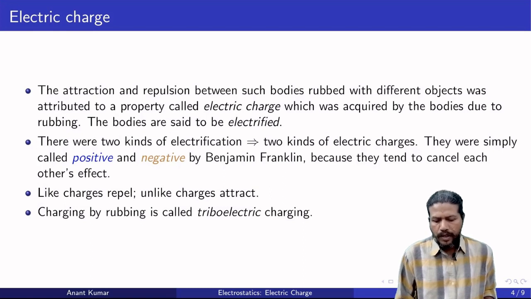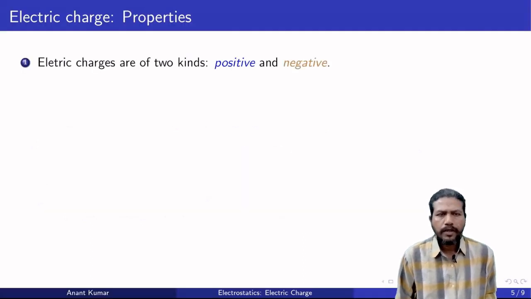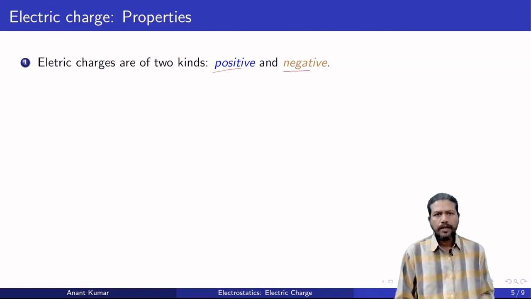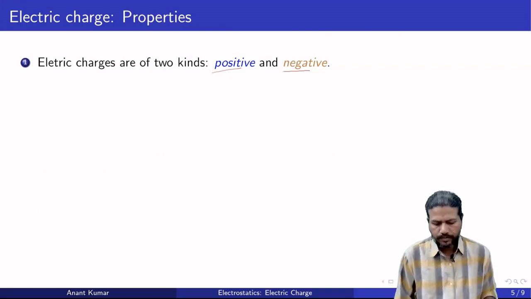Before that, we take a look at a few of the properties of the electric charge, which we shall be dealing with extensively, because every phenomenon that we study will be dealing with charges. So the first and foremost thing: electric charges are of two kinds, which we have already seen. They are simply called positive and negative. The reason is that they tend to cancel out each other's effect.